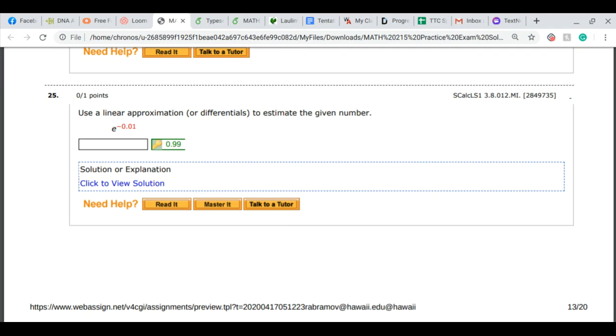And derivative of f, if f of x is e to the x, its derivative is itself. So e to the 0 is just going to be 1. F prime of a is 1. F of a is 1. So it's going to be 1 times x, which is negative 0.001 minus 0. 1 times negative 0.001 plus 1. That's exactly what this is. 0.999.